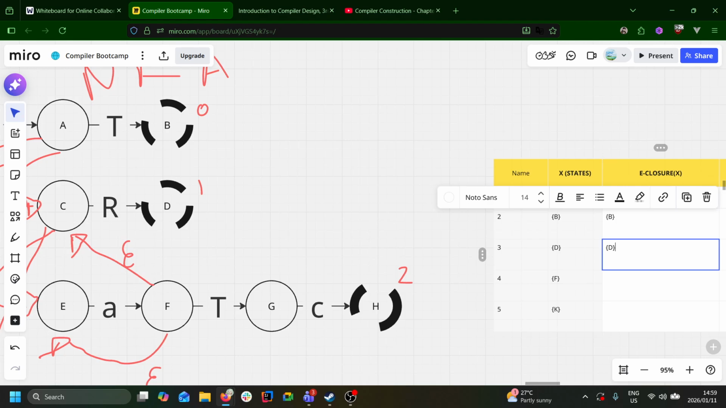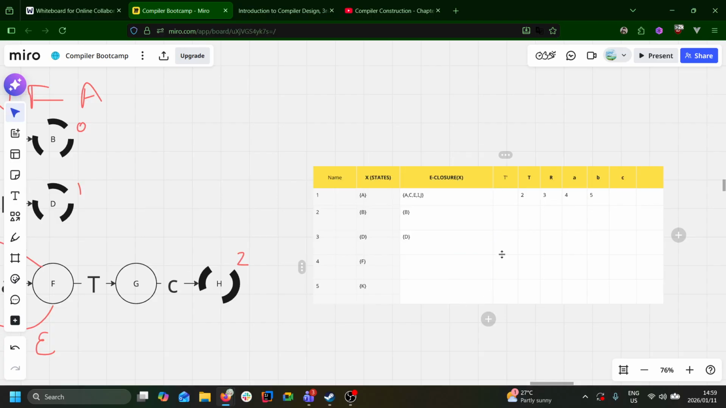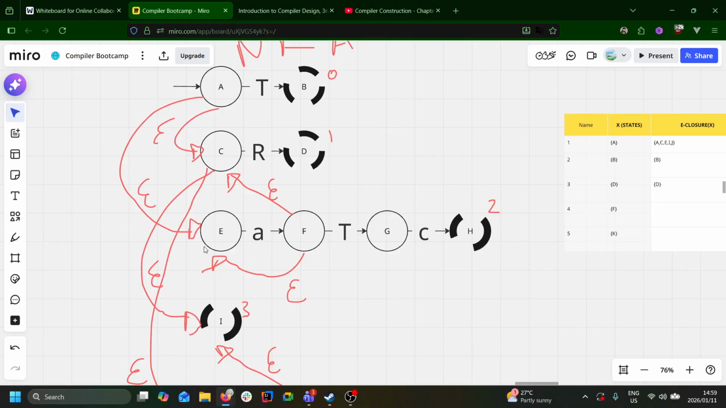D, and it's just going to be D, because D can go to D without doing anything, but there isn't an epsilon transition to anywhere else that we can follow. So it's just D on its own as well. And again, nothing over here, it's going to be blank. And now we have E. What else? Now we have F.